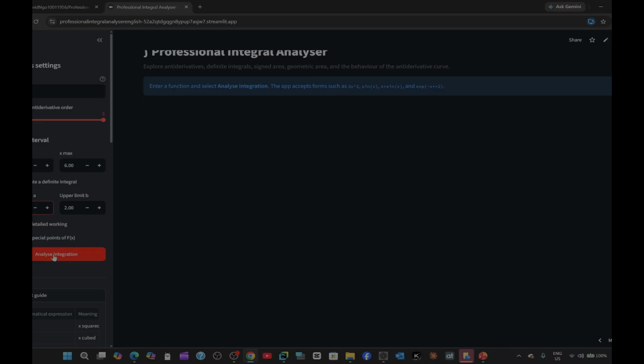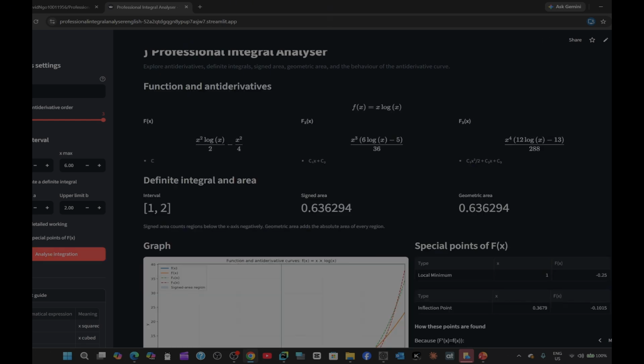Now click Analyze Interaction. It gives you a result very quickly. You see that result very fast. Computer is amazing. So this is the result. The function first: I've got the function f(x) = x log x, right? We input x log x.